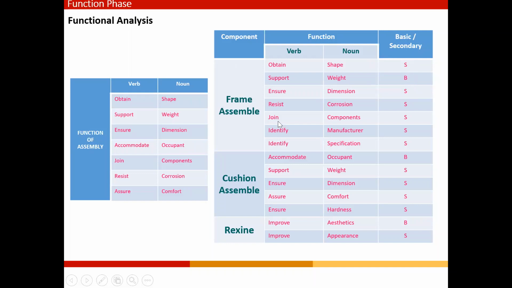So here the random functions, or the various functions of a frame assembly, are that it should obtain shape, and it should support weight. As you know, the basic function of the seat itself is to support weight because the occupants will be sitting in the seat. So the basic function, the relevant function which is required for the particular product, is nothing but to support weight.